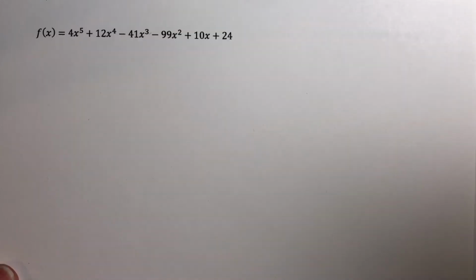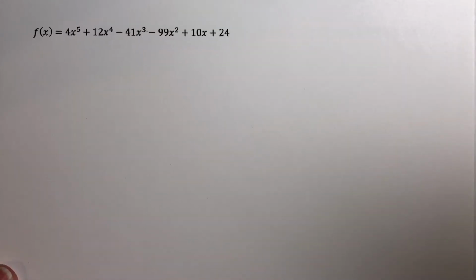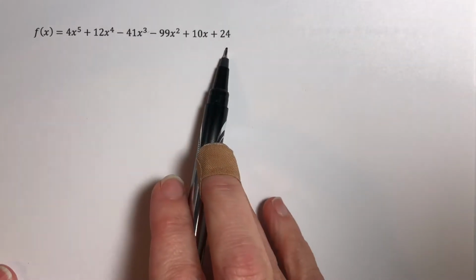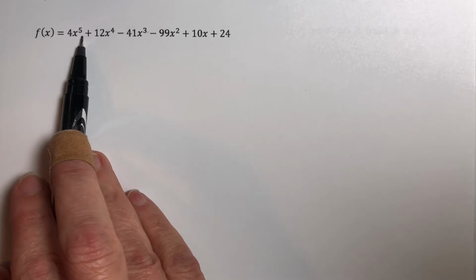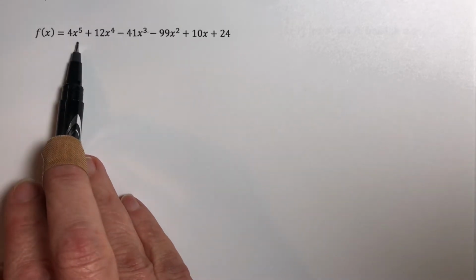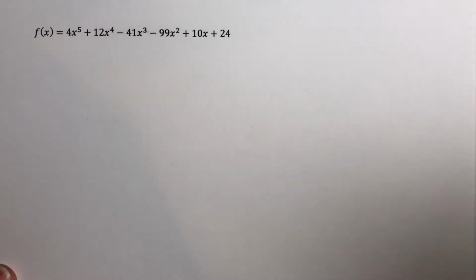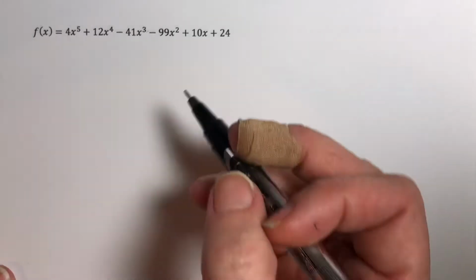This is part 5 of section 3.4. We want to find all of the zeros of this polynomial function. It is a 5th degree equation. I expect 5 answers. Let's look at Descartes' rule of signs.